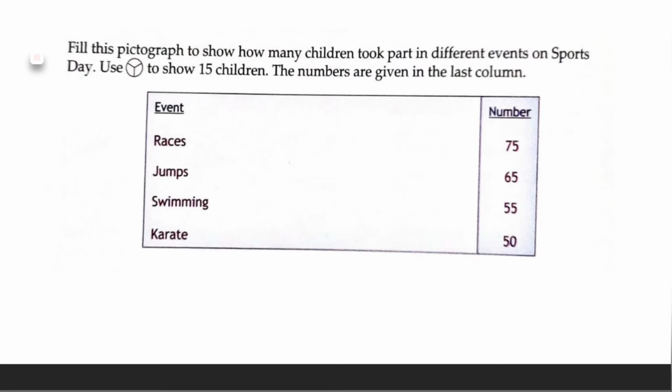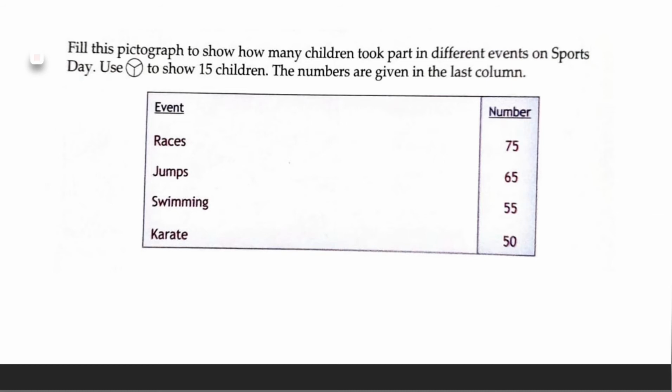In this we have to fill this pictograph to show how many children took part in different events in sports day. You have to use this symbol to show 15 students. So the total number of students under each category is given. Races 75 students are there, jump 65, swimming 55 and karate is 50. And this symbol represents 15 children.